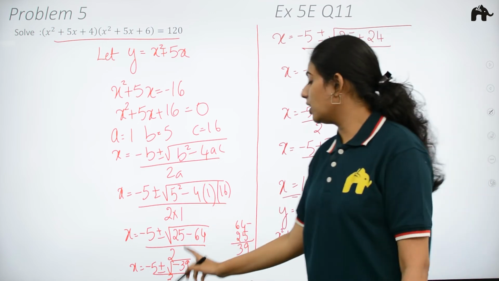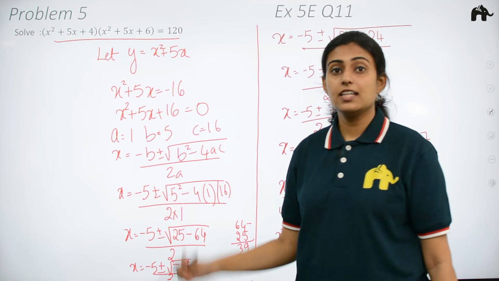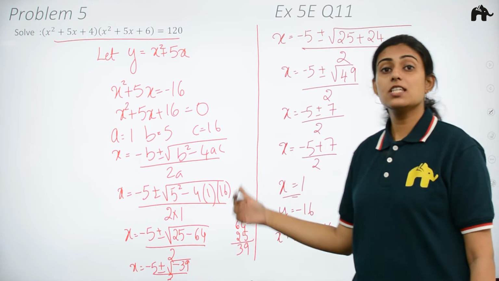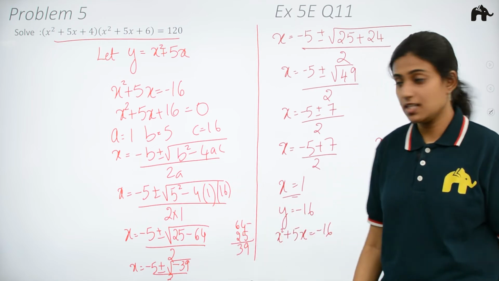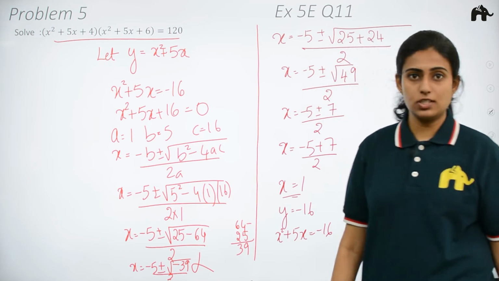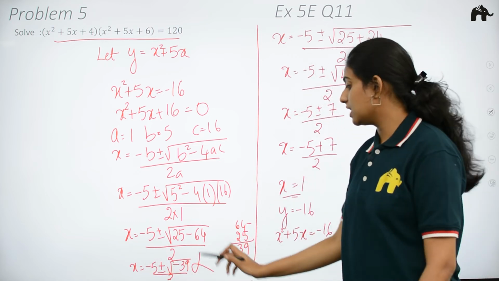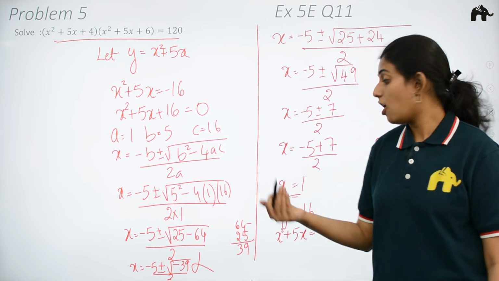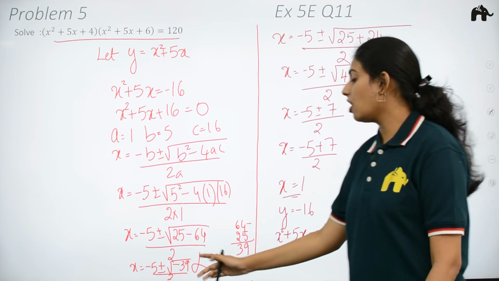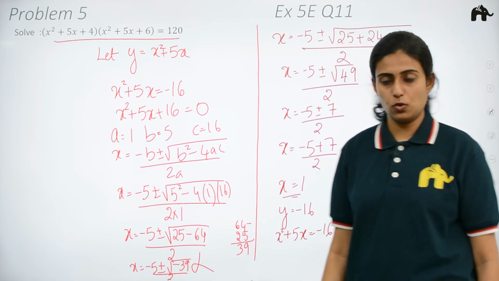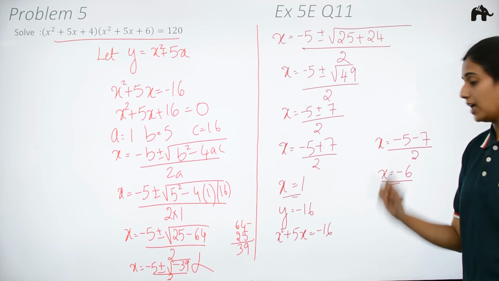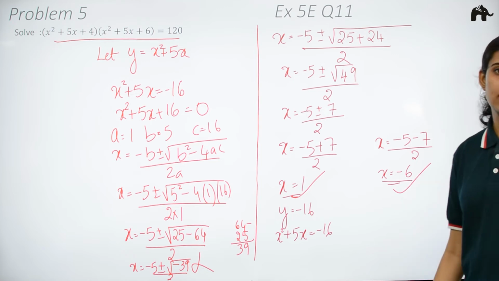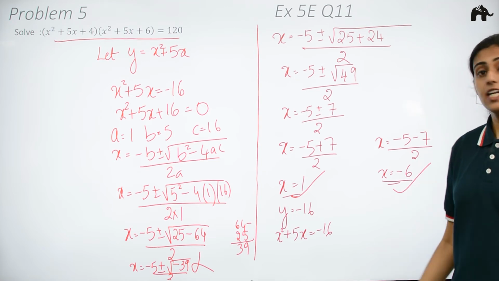When the discriminant is negative, we have studied the nature of roots. When the discriminant is less than 0, there are no real roots, or the roots are imaginary. We cannot include these values of x, so reject them because inside the root you have a negative. So the only possible values of x are x is equal to 1 and x is equal to minus 6. Got it? Now, let us solve the next question.